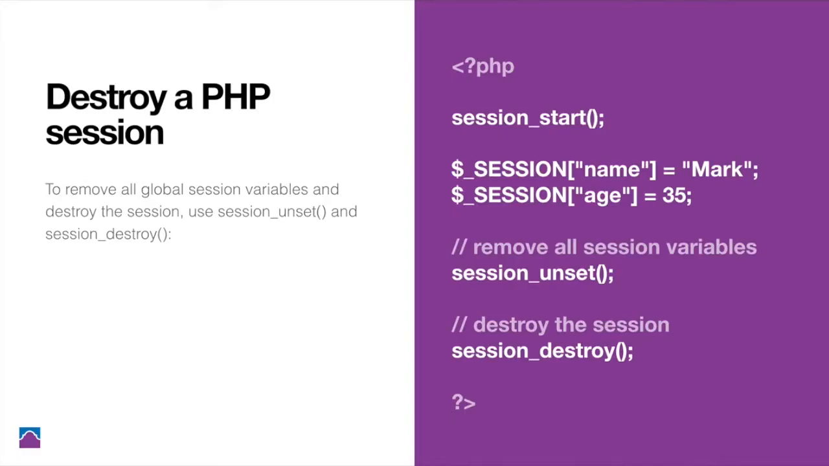And then to destroy a PHP session, you can just use session_unset, just like a function would run. And then ultimately you can run session_destroy. So session_unset will just remove all the session variables, and then to destroy the session, you would say session_destroy. That's just an easy way of unsetting everything and deleting everything.